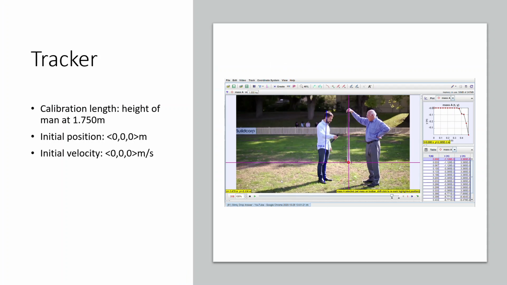So here's my Tracker video. For my calibration length, I decided on the height of the man, and my initial position and initial velocity were both 0. In Tracker, I decided to just track the motion of the bottom of the Slinky. And you'll see what goes on here.